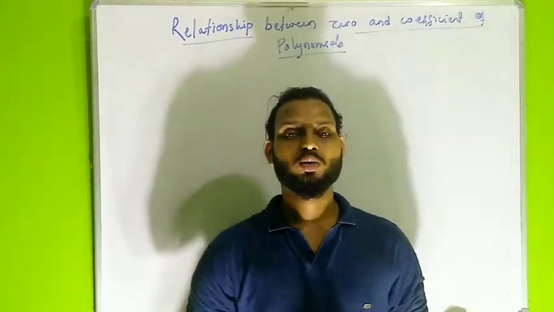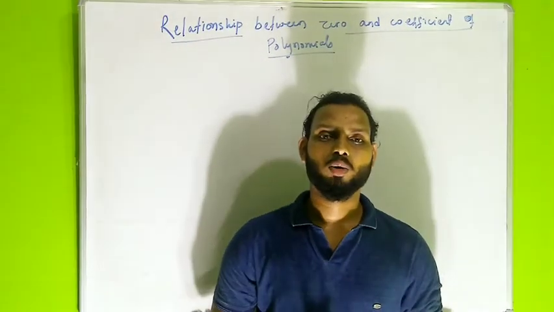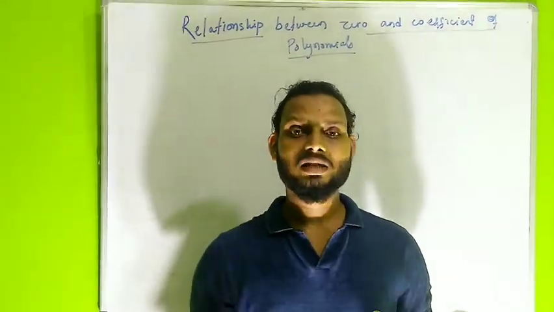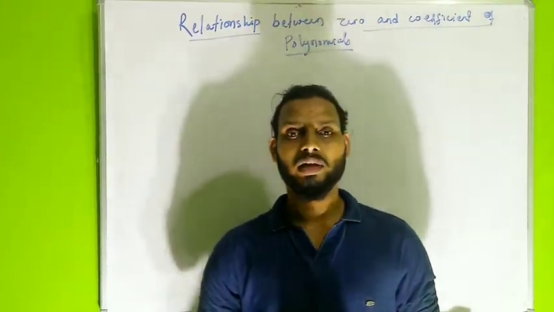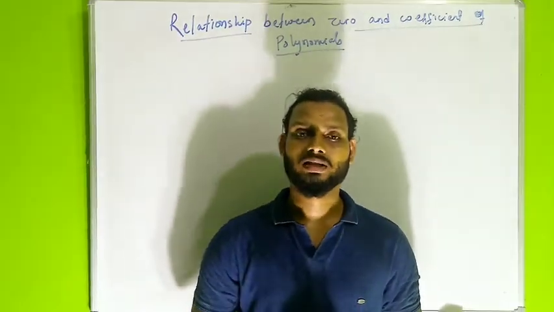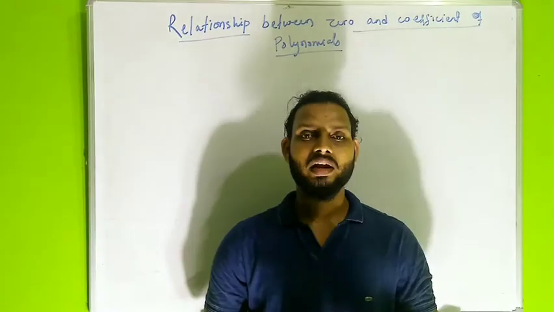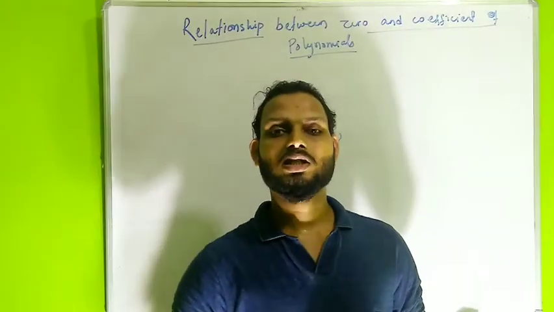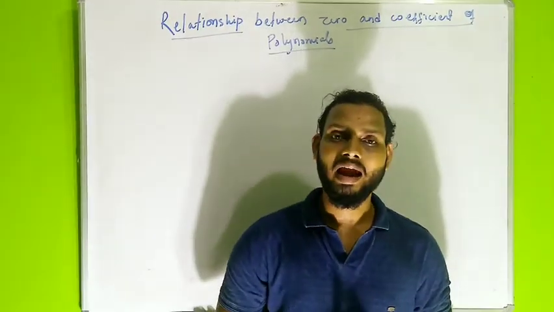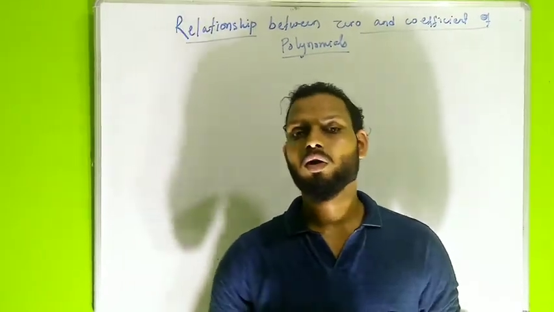So today in this class we will be discussing the zeros and the coefficients of the polynomial. In the last class I told you what polynomials are, what the degree of a polynomial is, and what the zeros of a polynomial are. Today we will go one step ahead and see what the relationship is between a zero of a polynomial and the coefficients of the polynomial.